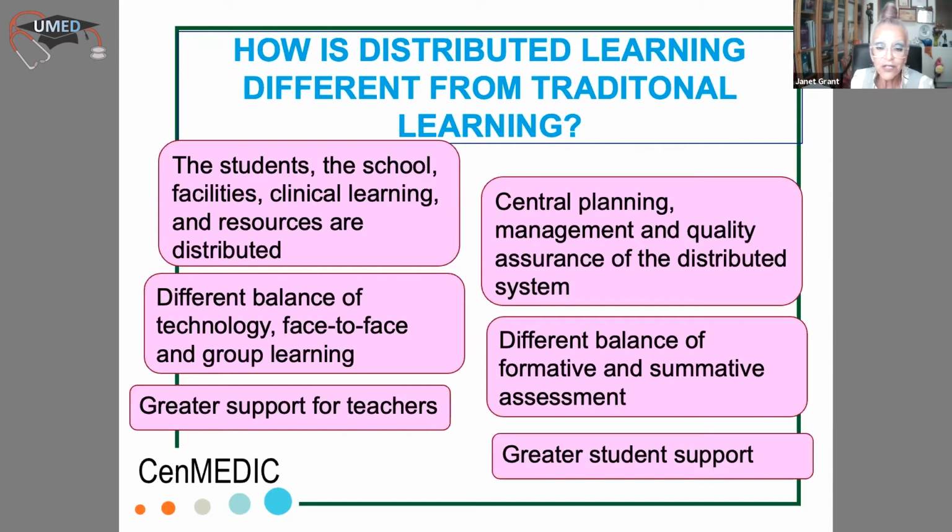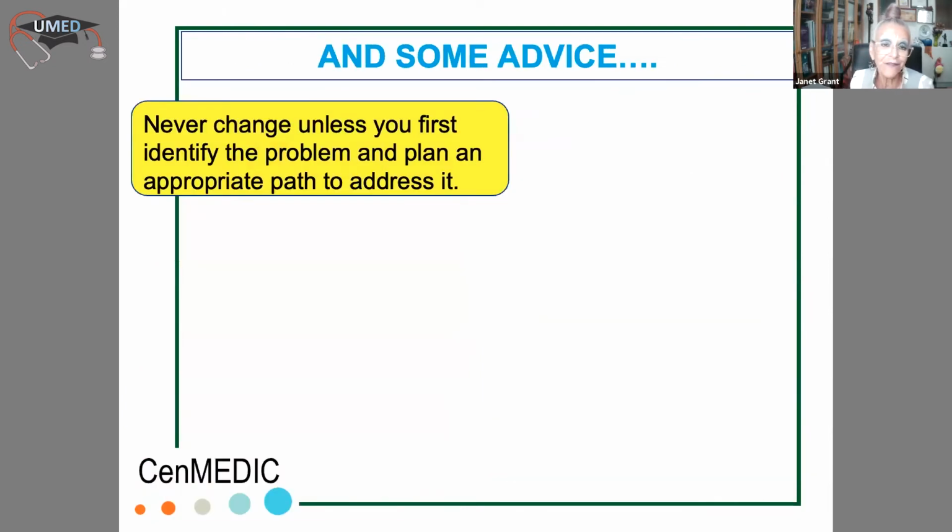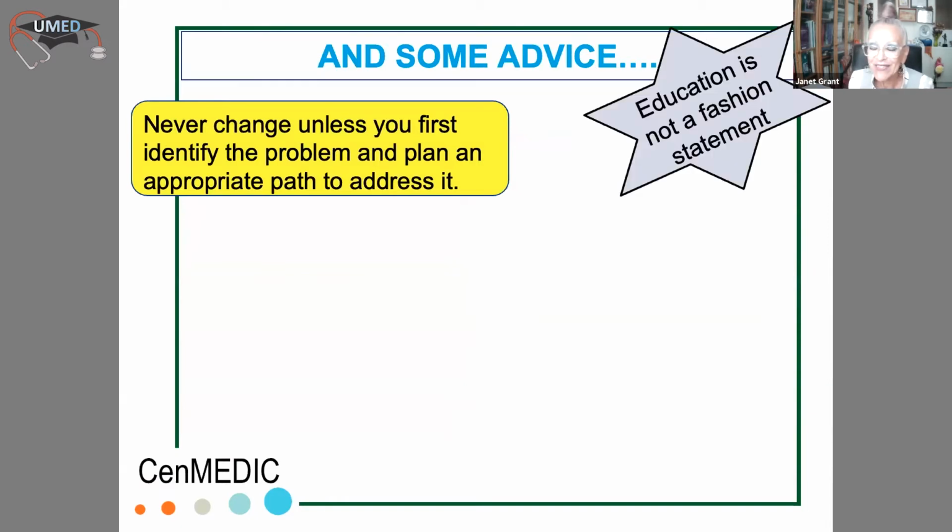Greater support for teachers, greater support for students. Don't leave them alone saying they're self-directed learners. And a central role for academic management and for records, which is part of it. And finally, some advice that just comes from my experience. You don't have to take it. Don't change unless you first identify the problem and plan an appropriate path to address it. I can see you're doing so much of this successfully already, so you're on that path.